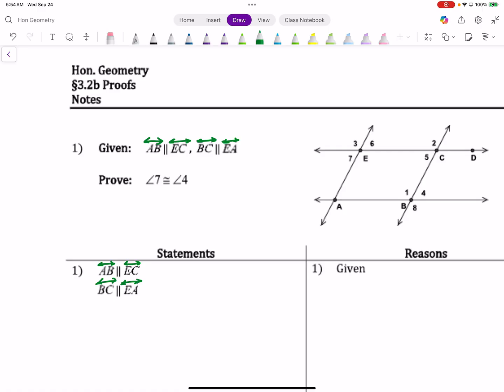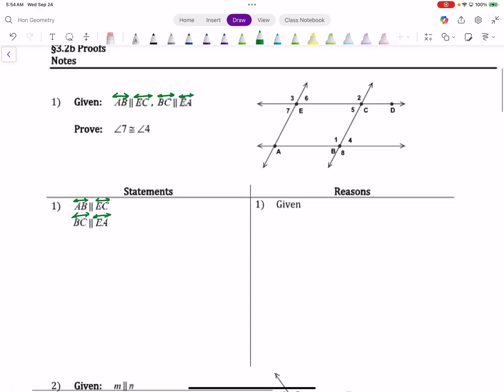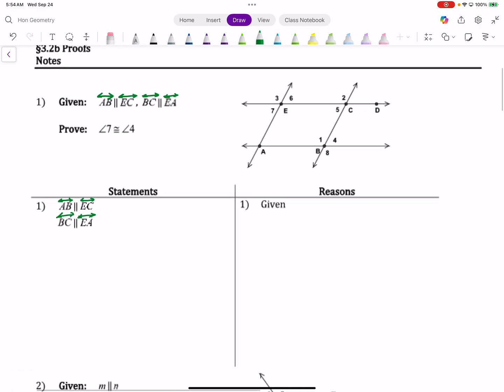All right, so we're gonna do a whole bunch of proofs this morning. So we'll see what we've got. We're given that AB is parallel to EC, so we'll show those parallel, and that BC is parallel to EA. So I have to do a different number of arrows to indicate that's a different set of parallel lines. All right, so that's what we're given.